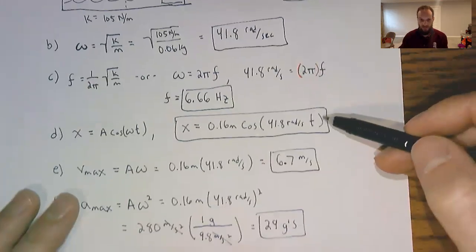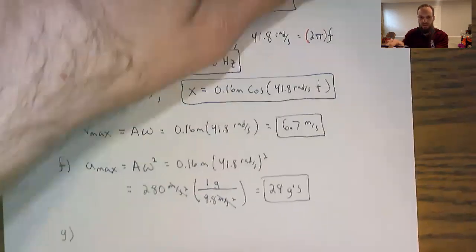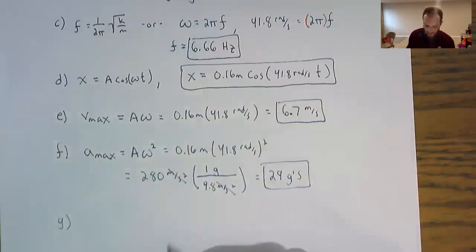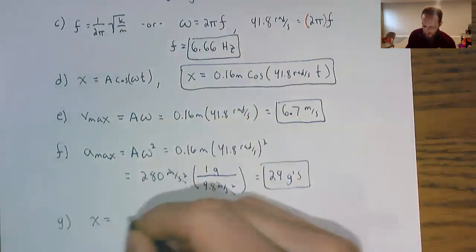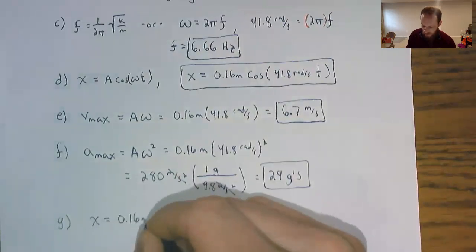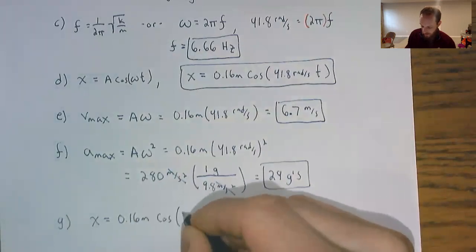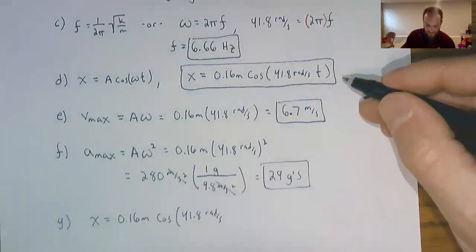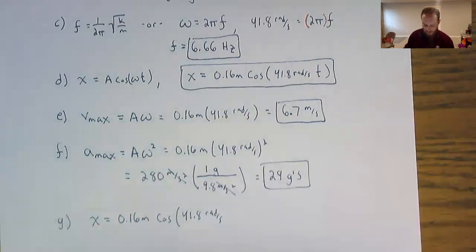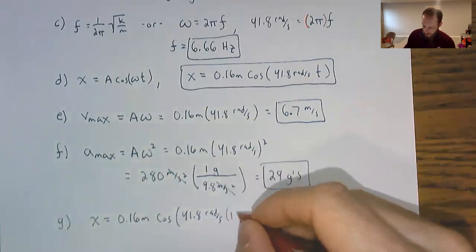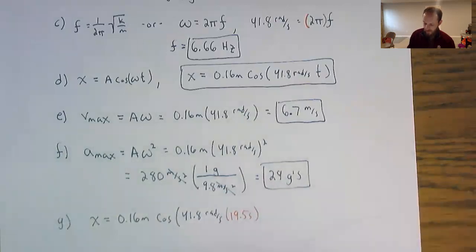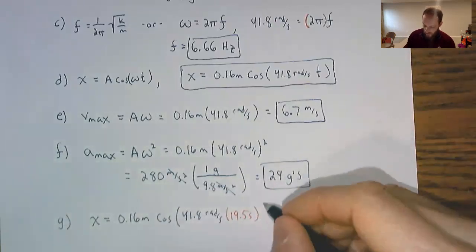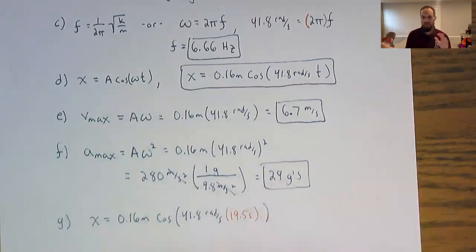And that's sort of the purpose of finding this position function. We can now find the position at any time t. So let's do so. I'm going to use my position function. X is equal to 0.16 meters times the cosine of 41.8 radians per second. I'm just using my answer from part D. But now I'm going to plug in the actual given time in seconds, 19.5 seconds. That's what I'm putting into this. And I can use my calculator then to figure out where this thing is. It could be a positive number. It could be a negative number. It's going to be somewhere in between positive and negative 16 centimeters.